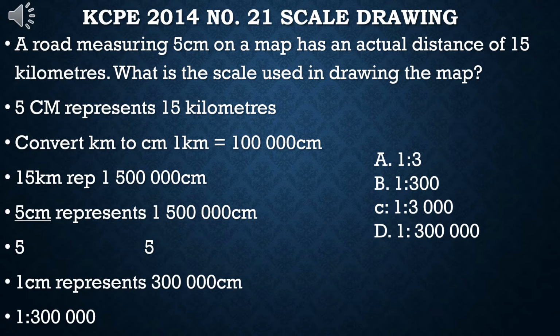The second step is to simplify both sides by 5. Both sides we get 1 centimeter represents 300,000 centimeters. And after simplifying and making sure that the units are the same, we now write it as a ratio. 1 is to 300,000.